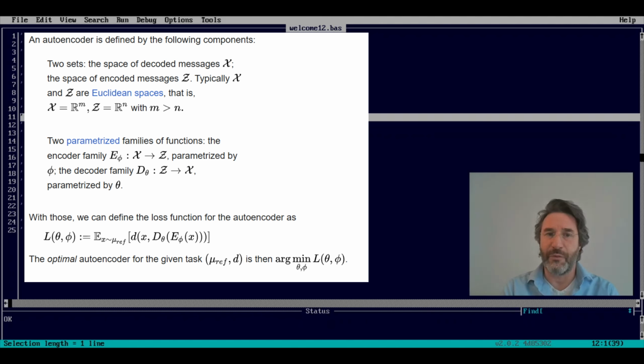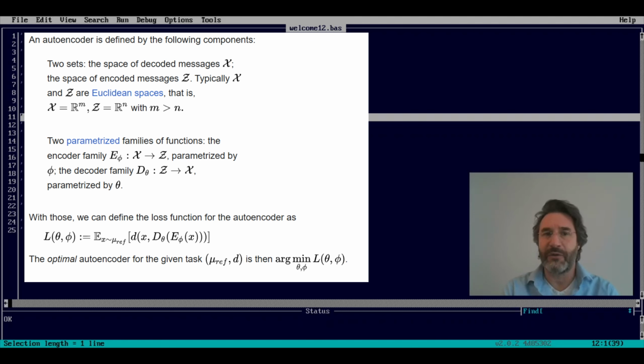This is the first component, and the second one is two parameterized families of functions. So what do we mean by two sets? First of all, we will have a set or a space of decoded messages that we are going to call X, and the set or the space of encoded messages that we are going to call Z. Typically X and Z are Euclidean spaces, and they have a dimensionality.